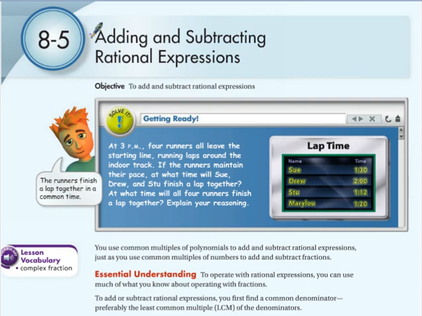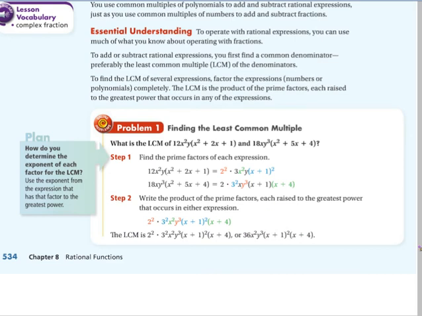All right, welcome to the notes on Chapter 8, Section 5. We're going to add and subtract rational expressions. Buckle up, because this is going to be difficult. And it's just difficult because it's technically difficult. It's not the concept, I don't think. It's the actual execution of the algebra.